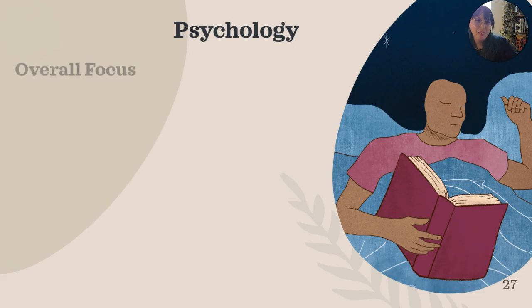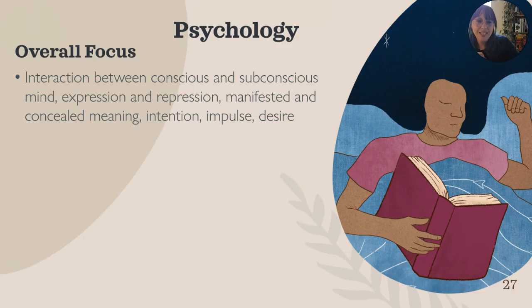So when we look at a topic through the lens of psychology, the overall focus is the interaction between the conscious and the subconscious mind, the interaction between what is expressed and what is repressed, what is manifested and what is concealed, the layers of intention, impulse, desire, fear, hope, things like that.